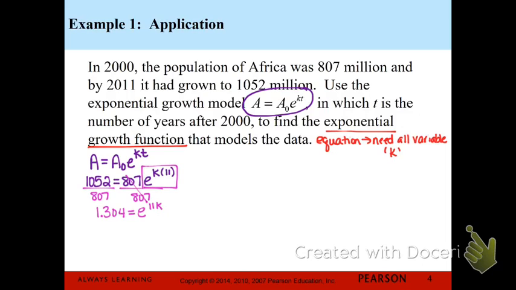Now, how do we get a variable out of an exponent? You're going to have to log both sides. And since I have an E, what kind of log are we going to use? The natural log. So we're going to take the natural log of 1.304, and that's equal to the natural log of E raised to the 11K.